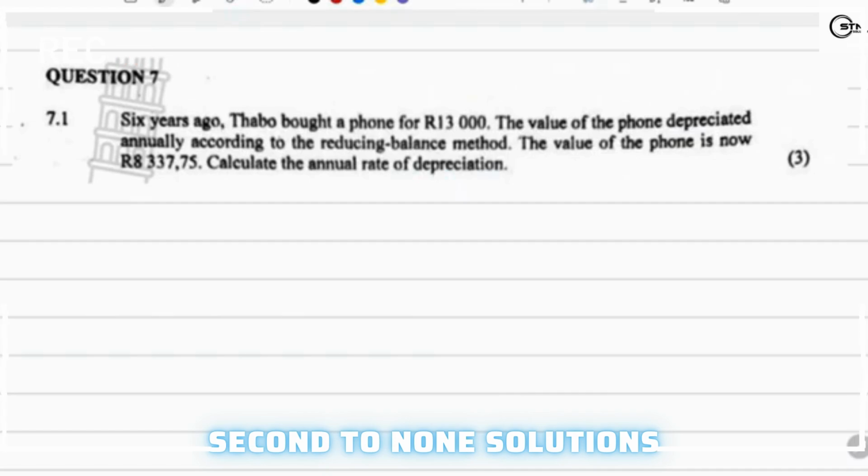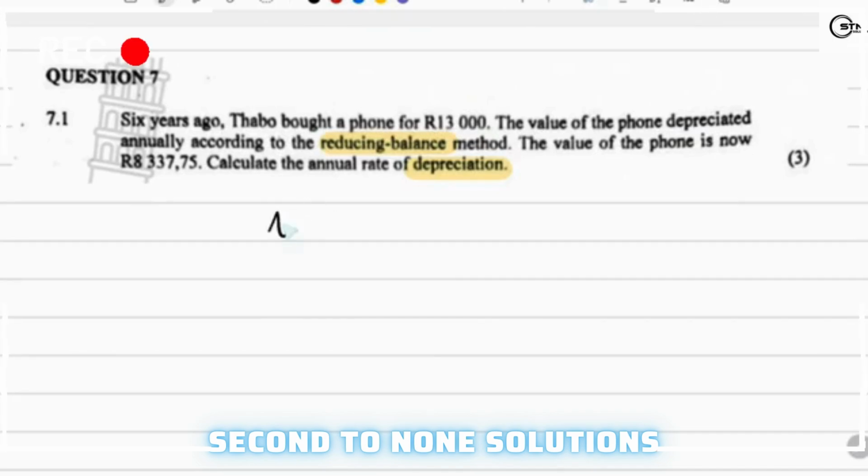Okay, so you see they've already used a lot of keywords here. They've said that it's reducing balance, and they have also told us that this is depreciation. We're taking a phone that costs 13,000, that's how much we start with, and it depreciates to 8,000. So we know this is a form of depreciation, but which type? Is it simple decay or compound decay? It would be compound decay, and the reason why is because they said reducing balance. Reducing balance always stands for compound.